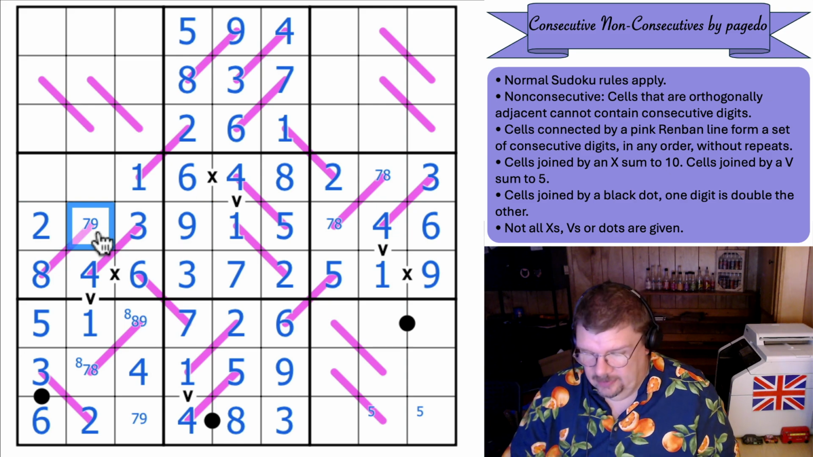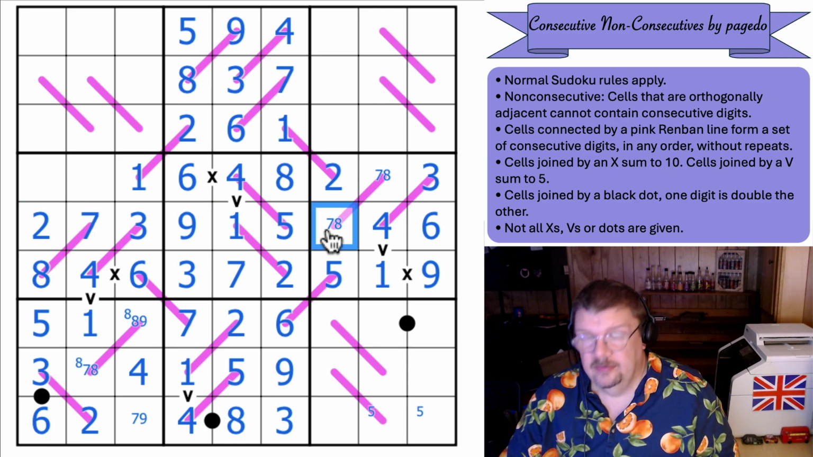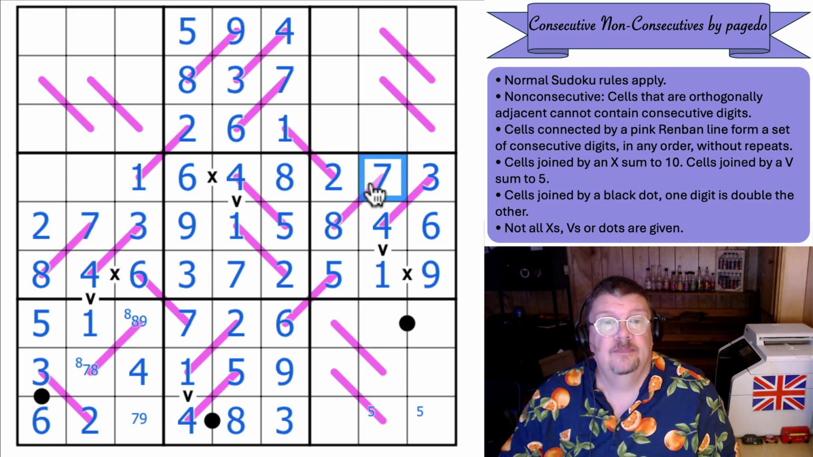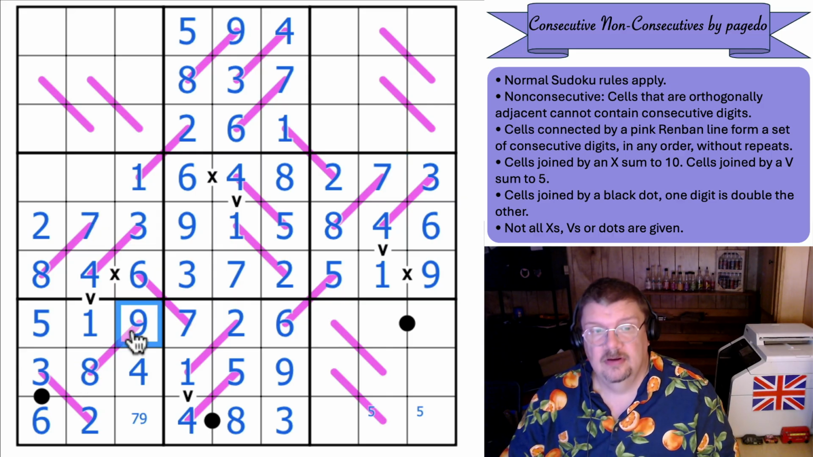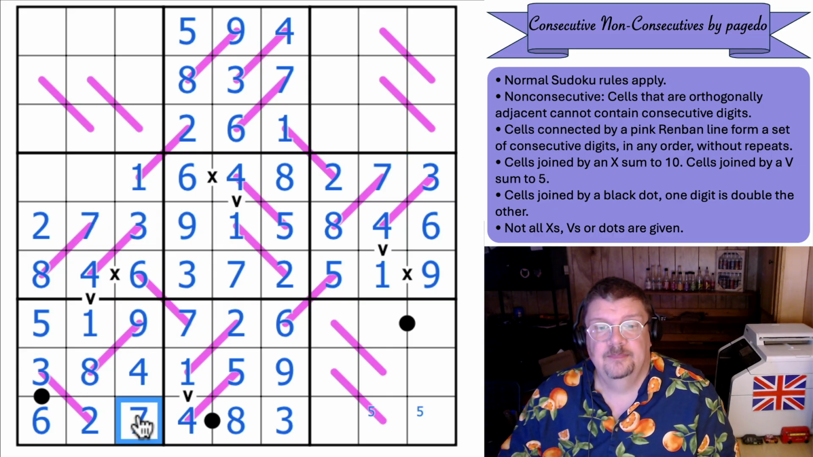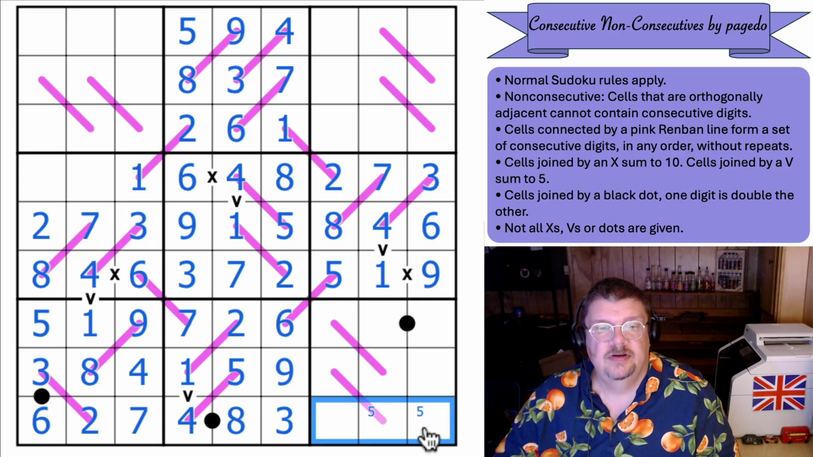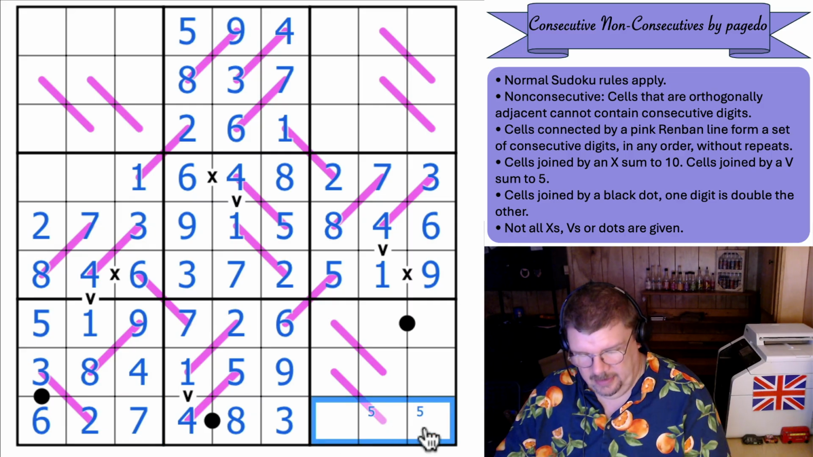This 9 makes this a 7. So that's 8, and that's 7. That 7, let's look down here, that's 8, that's 9, and that's 7. These 3 digits are now 1, 5, and 9.